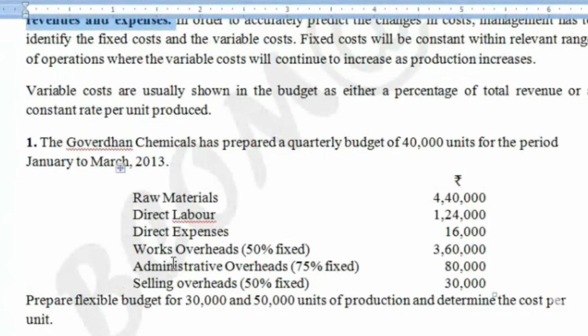Now we go for the practical example of it. This is the first example of flexible budget. Normally we prepare the cost sheet, and the example is set just like a cost sheet. You set the example like a cost sheet. Clear? So let us see. Do try to understand the things by preparing a practical flexible budget, by taking a practical example.